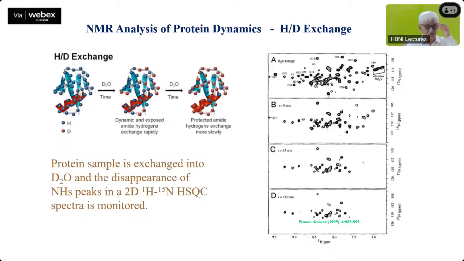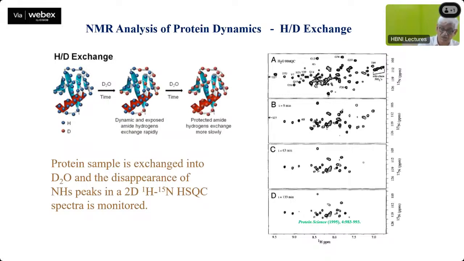What happens when you put it in D2O? As a function of time, you monitor it. The protons which are on the surface of the protein will exchange. So they will become red. See, all those which are here blue will now become red. Which are on the surface of the protein, they are red. Which are in the interior of the helix, they don't exchange. So they remain as blue. You continue this, and the dynamic and exposed amide hydrogens exchange rapidly.